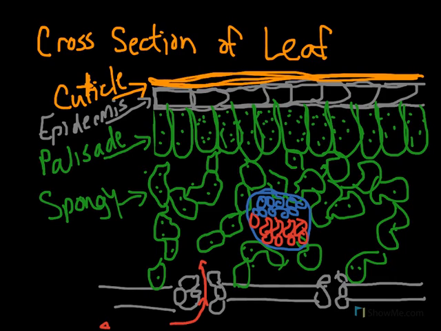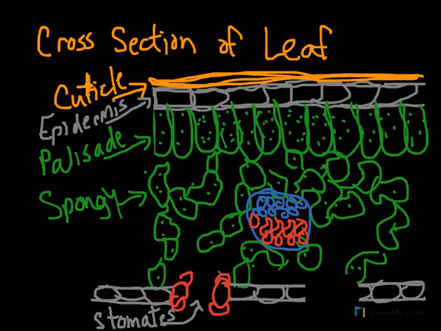We call these air spaces stomates. So the air spaces on the lower epidermis are the stomates. Oh, and also we do need to label the lower epidermis. So that's this one here, the lower epidermis. Let's do that now.